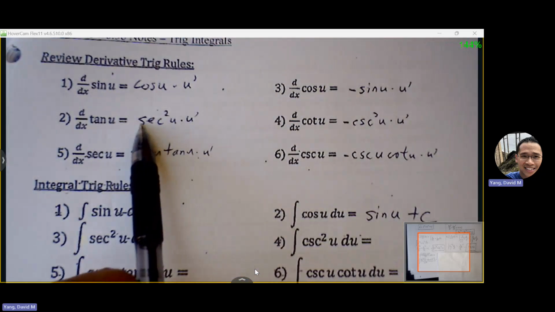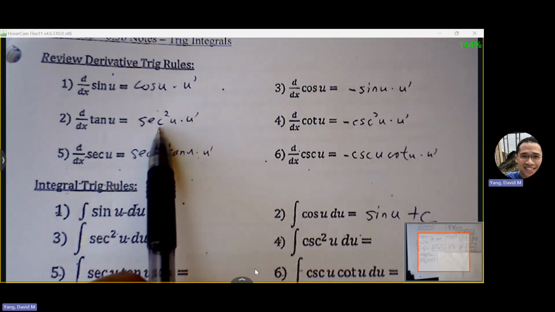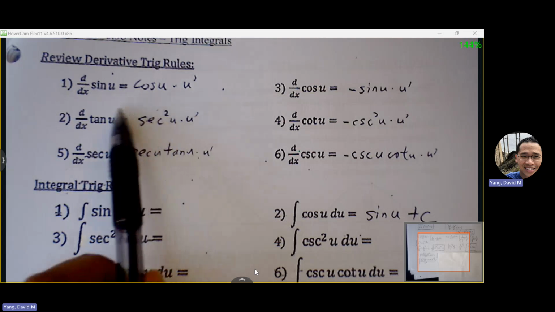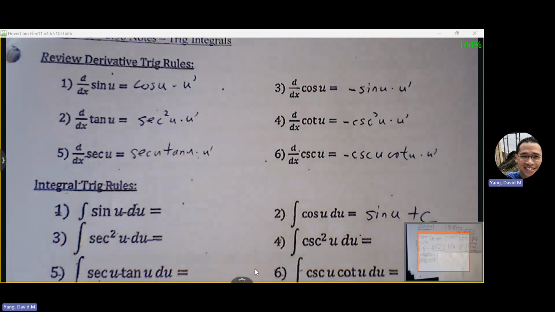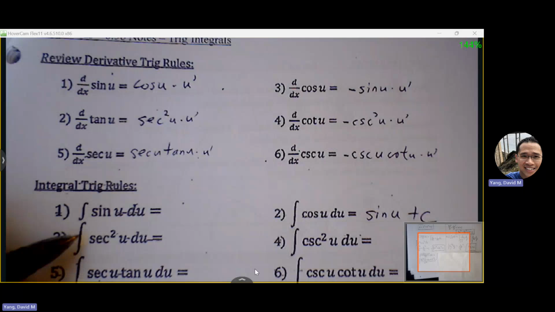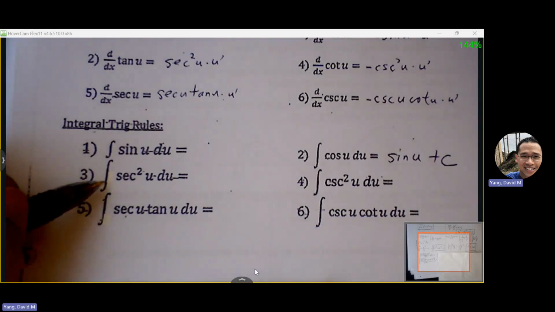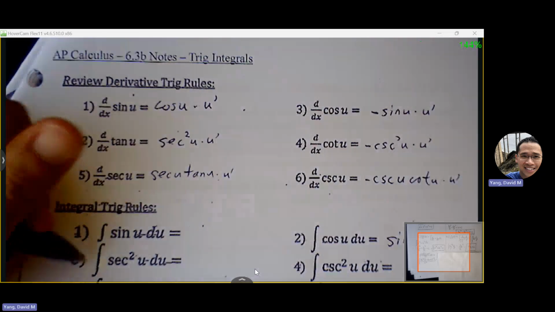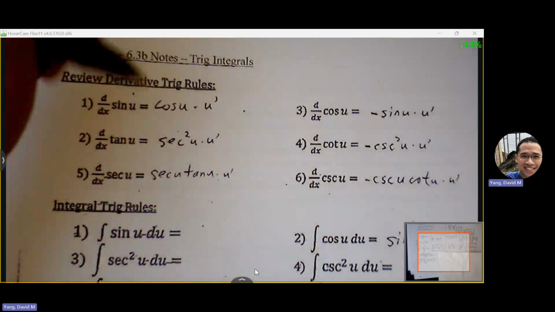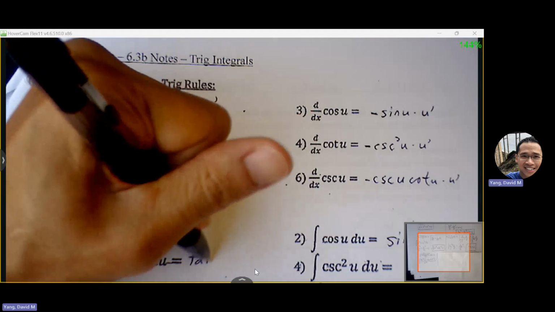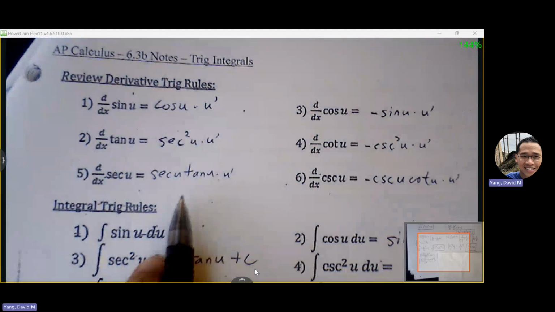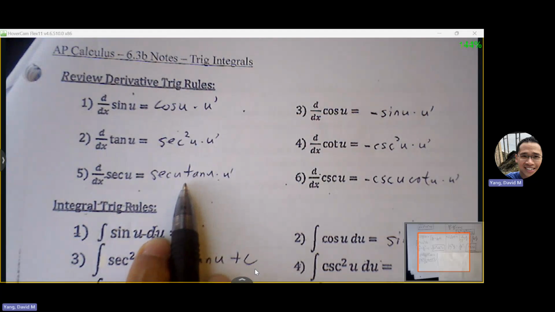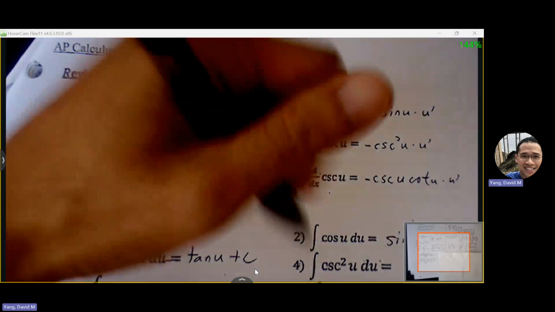Okay. What do you think the antiderivative of secant squared of u du would be? Tangent of u plus c, right? Okay, find that. Sorry about the stray marks there. I think some of them look like they have negative signs there. I had a bad printer copy to give you. Okay, what do you think secant u tangent u's antiderivative would be? Secant u plus c.